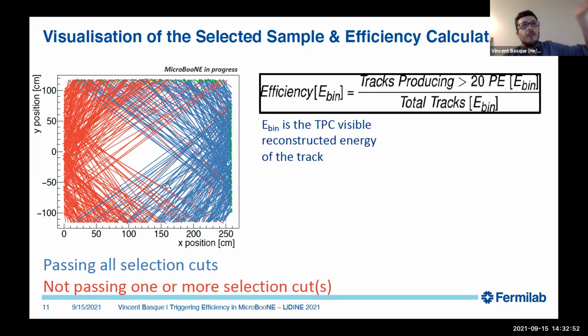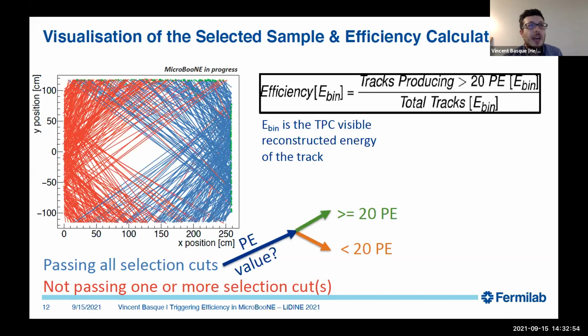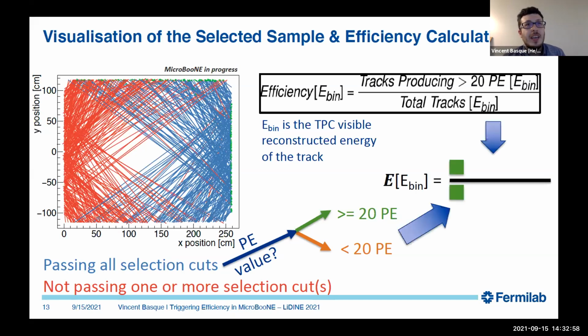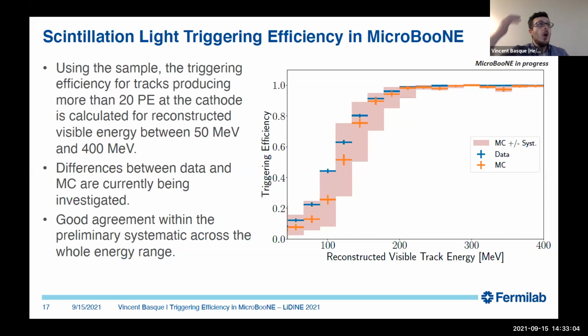So what we do then, we have to calculate the efficiency. That means just asking a question for every track: is a track producing less or more than 20 PE? And then we just start counting the tracks, and we do this for every bin, every energy bin. So this is the end result. After we ask all the tracks in our sample if they make more than 20 PE, we obtain this triggering efficiency here.